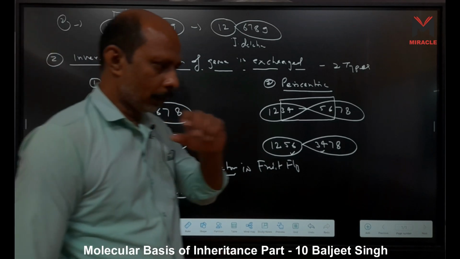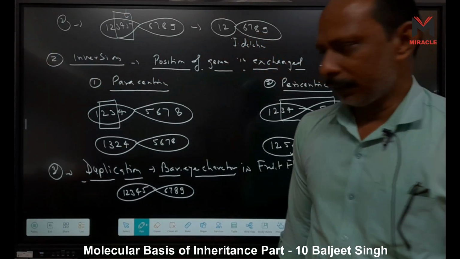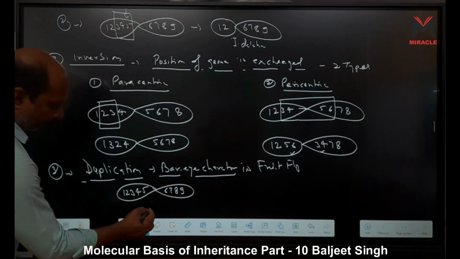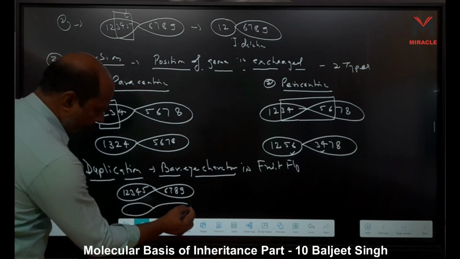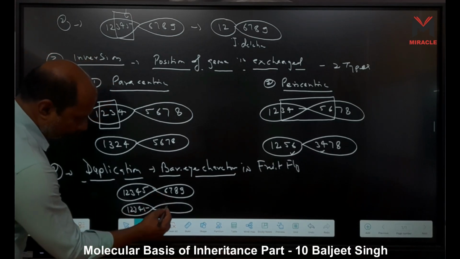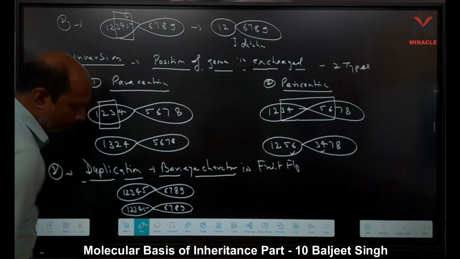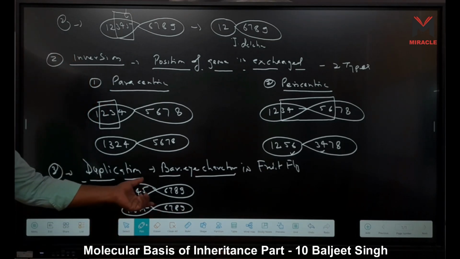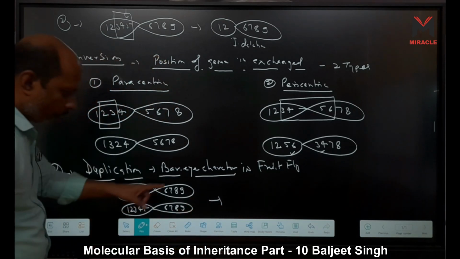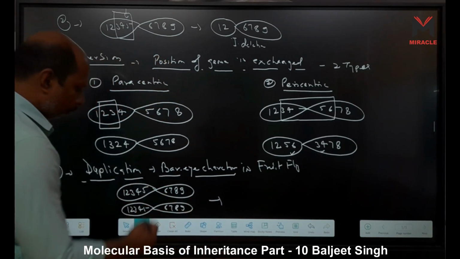We can say it is a repeated DNA sequence. As for example, you can see here 1, 2, 3, 4, 5, 6, 7, 8, 9. Another chromosome is also this one. These are homologous chromosomes, 1, 2, 3, 4, 5, 6, 7, 8, 9. At the time of crossing over in Pachytene condition, what happens? A new chromosome is formed. When they exchange their genetic material, what happens here?